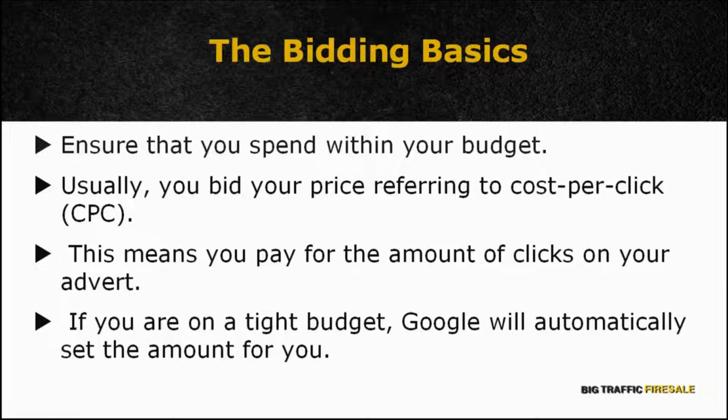First and foremost, you want to ensure that you spend within your budget, and for starters, it's common to bid your price referring to cost per click, CPC. In this context, CPC simply means that you pay for the number of clicks on your advert. Google allows you to pay the maximum bid amount of your chosen keyword, or if you have a tight budget to keep, you can always choose the automatic option. Google will automatically select the bid amount for you within your budget, which is known as maximum cost per click bid. Google will then provide you the most possible clicks within your budget.